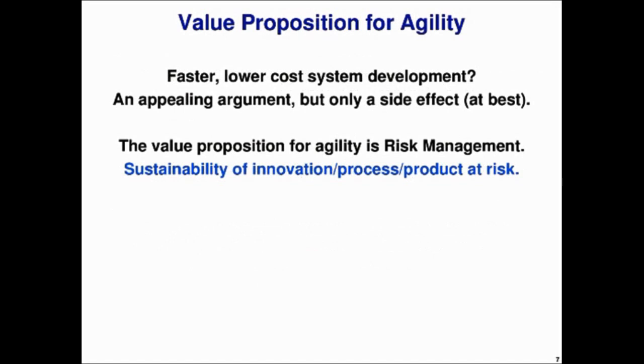So the value proposition for agility, just to make sure people understand the reality of the situation. It is not about faster, lower-cost system development. It's an appealing argument. It's used often, but it's only a side effect at best. The real value proposition for agility is managing the risk of an environment that keeps changing with the intention of sustaining that system. And what we're talking about is sustaining innovation, the system engineering process, which is ongoing for an Agile system, and the product that's at risk.